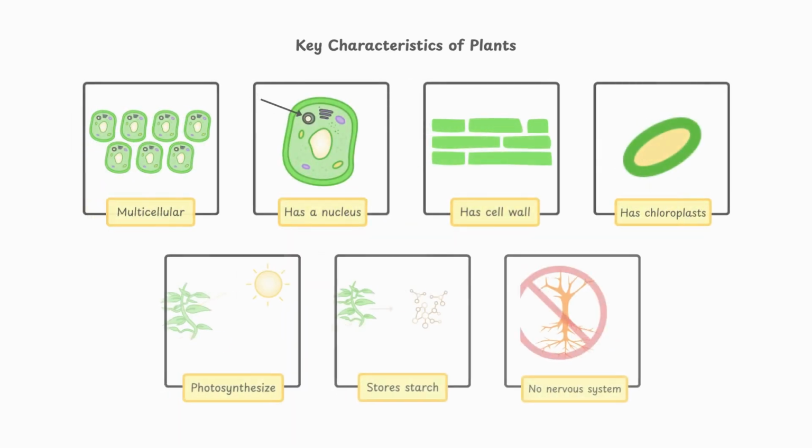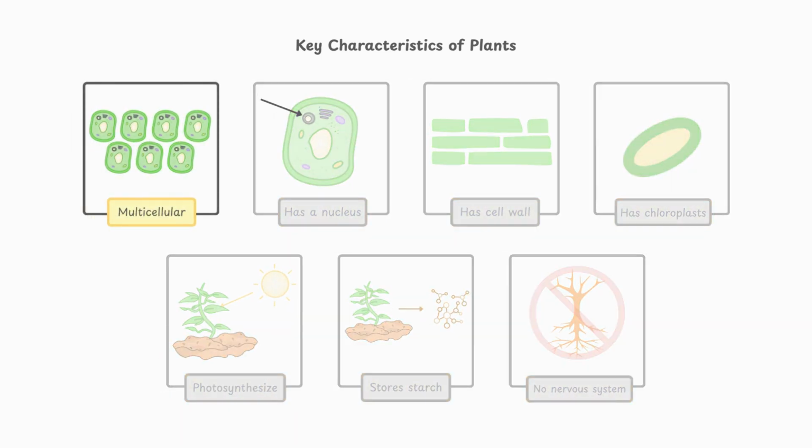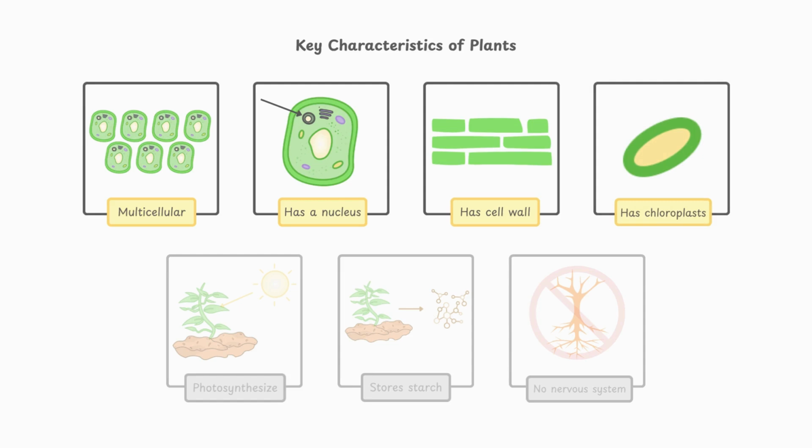Let's now look at the main characteristics that define plants and their cells. Plants are also multicellular and have nuclei, but they're different because their cell walls are made of cellulose. They contain chloroplasts, which let them photosynthesize and make their own food. They usually store extra carbohydrates as starch or sucrose.